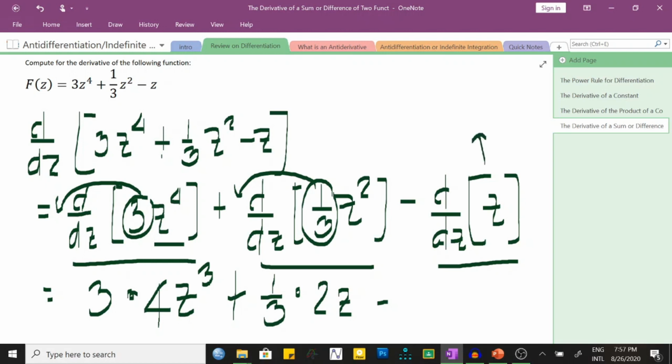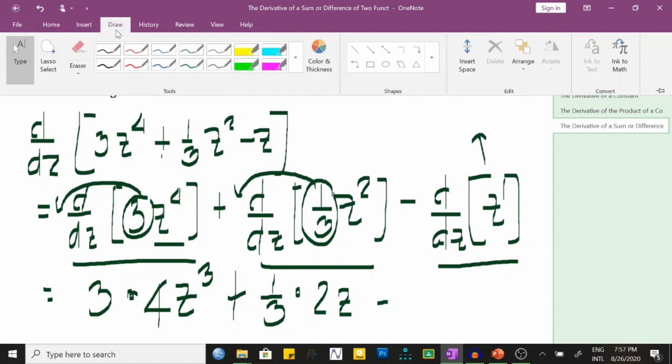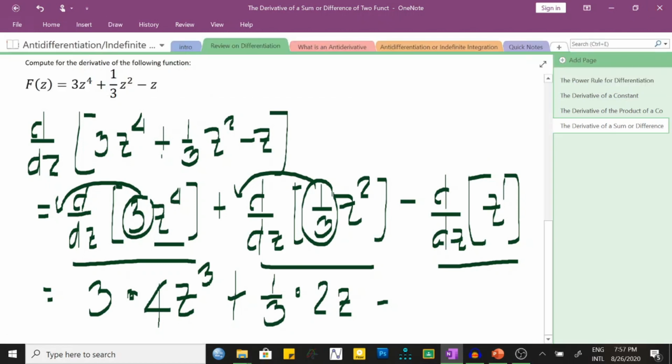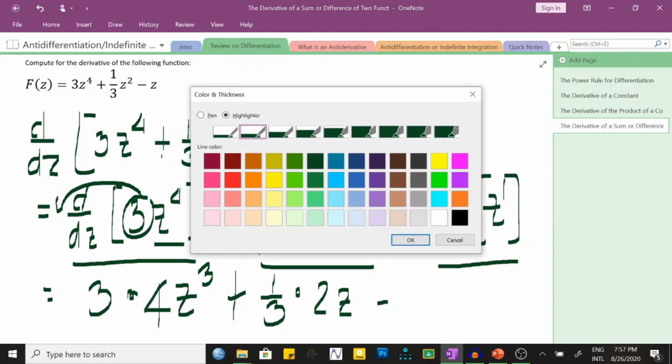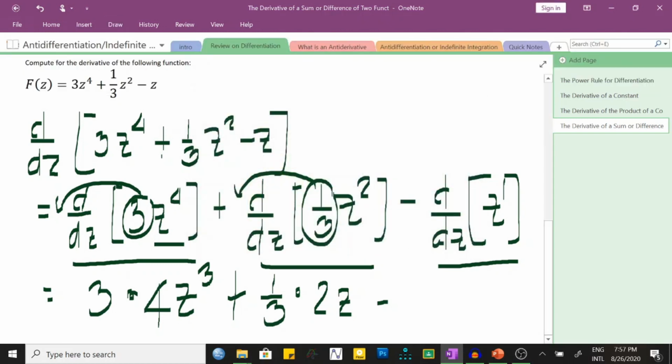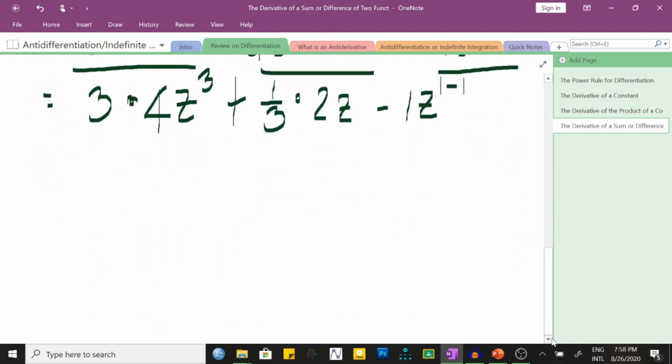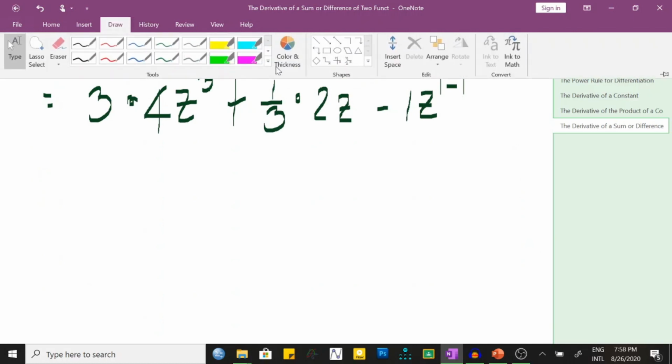Power rule. We can still use the power rule. Remember that the exponent of this is understood to be 1, so by applying the power rule, we bring down the exponent 1, z, and then subtract 1 from the exponent 1. So what happens now? Okay, let us simplify.